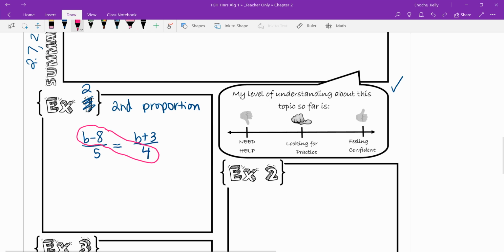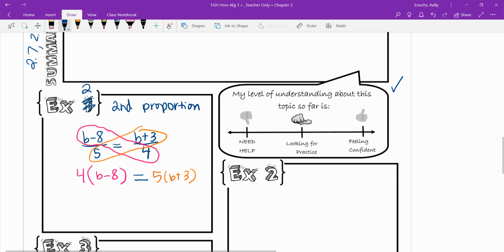So 4 times the quantity, b minus 8. Remember, fraction bars are grouping symbols, so that everything in the numerator needs to be in parentheses together. And then 5 times the quantity, b plus 3. And then we'll set those equal to each other. So number 1, making sure that you are multiplying the correct things together is important. And number 2, making sure that you keep those grouping symbols in there as you're working, because it's important to make sure that you multiply either the 4 or the 5 times both of those terms in the numerators.